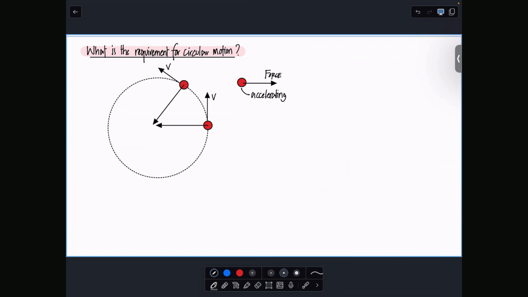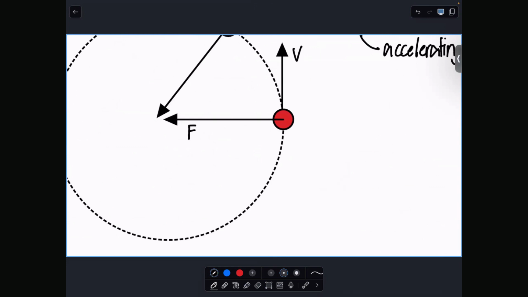So yeah, this is the requirement for circular motion, that there must be a force acting towards the center of the circle, and we call it the centripetal force.